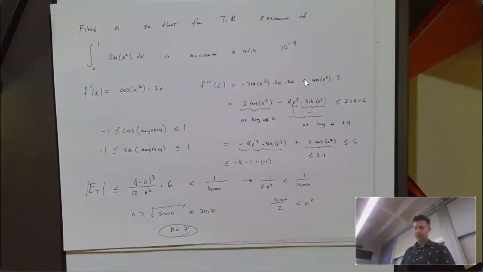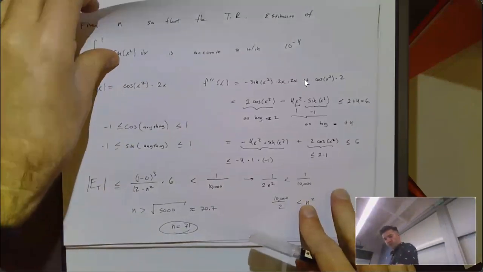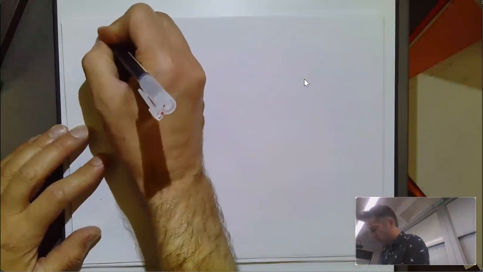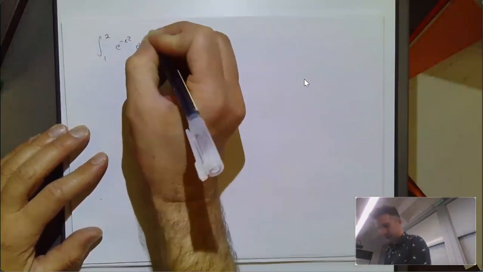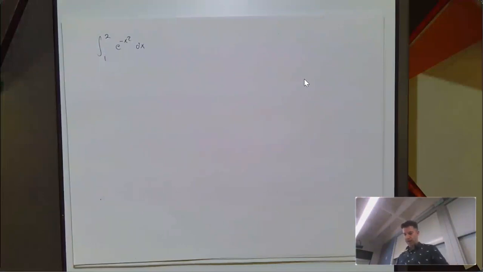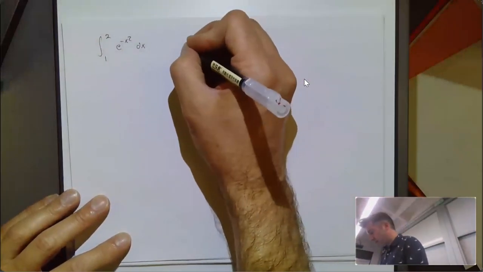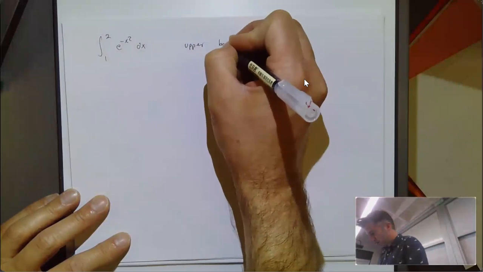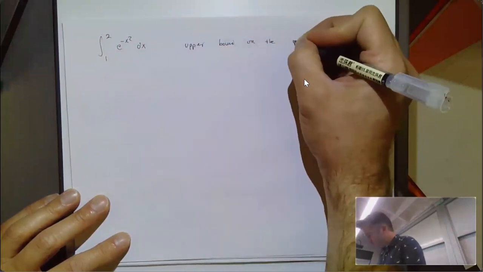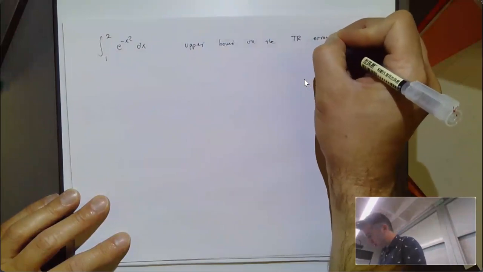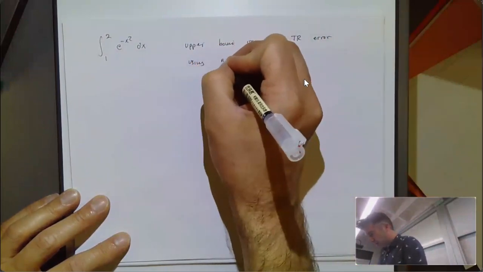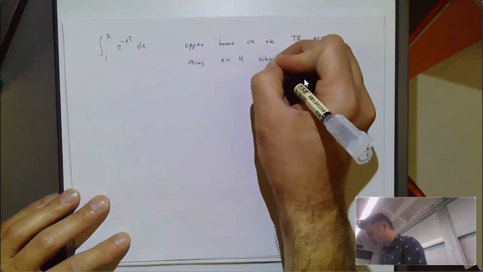Okay, this is a classic example. So let's look at the following integral: the integral from 1 to 2 of e to the negative x squared dx. And we are going to first find an upper bound on the trapezoid rule error using n = 4 subintervals.